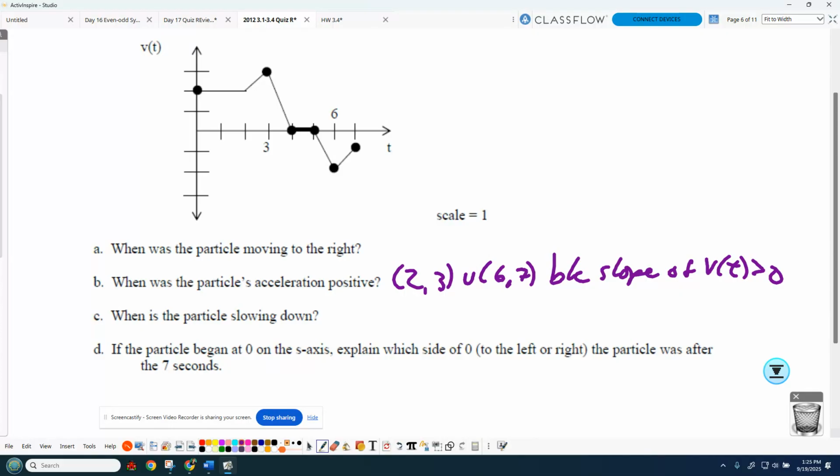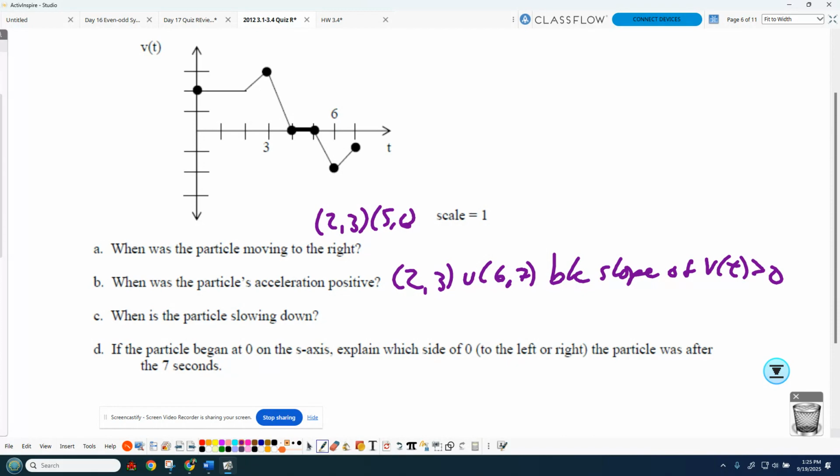Emma, when is the particle moving to the right? The right, uh-huh. From 2 to 3, and then 5 to 6?